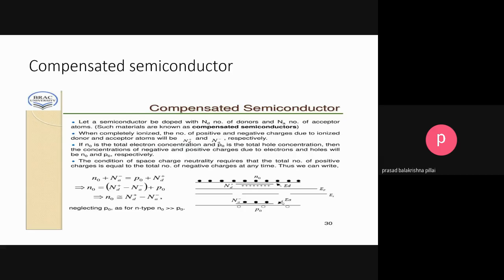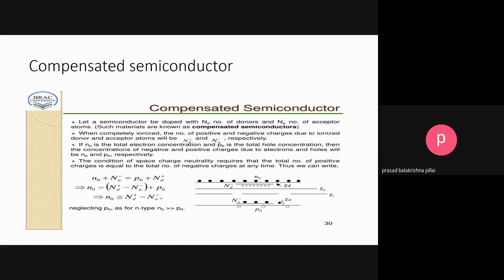So for example, you started with an intrinsic semiconductor. Now we introduced donors, so a certain number of additional or excess electrons were created. Now we can compensate for those electrons by introducing additional holes. So what you can do is introduce acceptors. Then if all the additional electrons created by that doping are compensated by the additional holes created by the acceptors, then we say it is a compensated semiconductor.